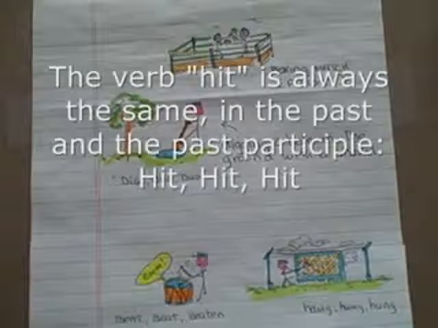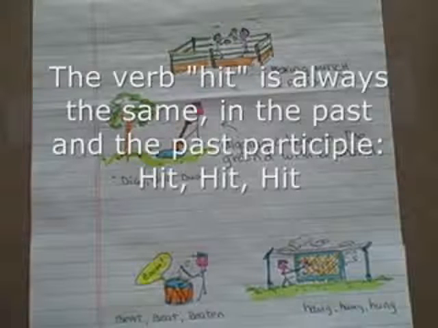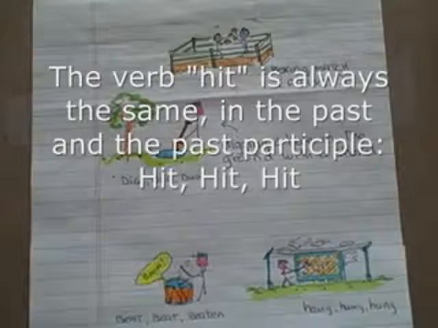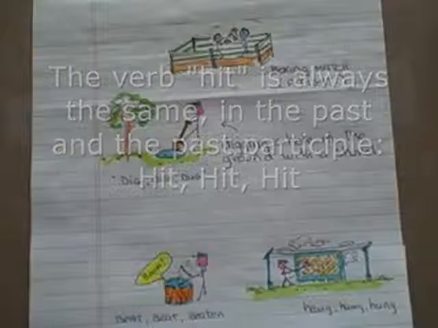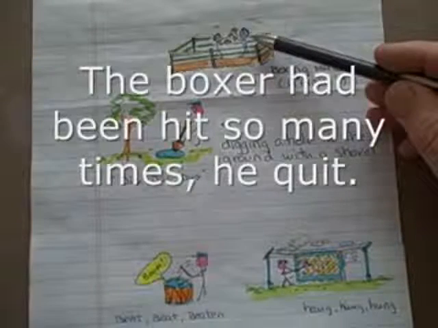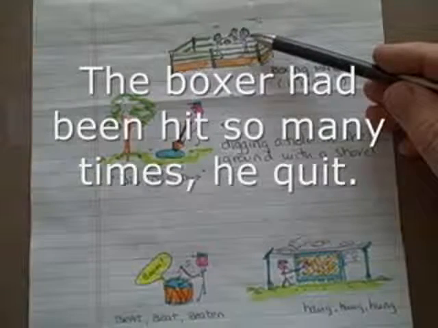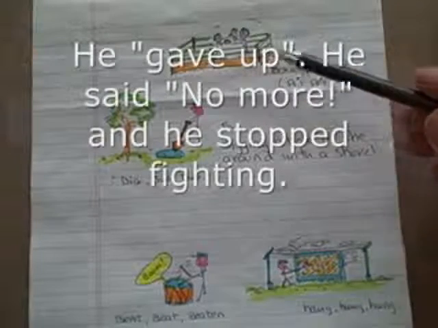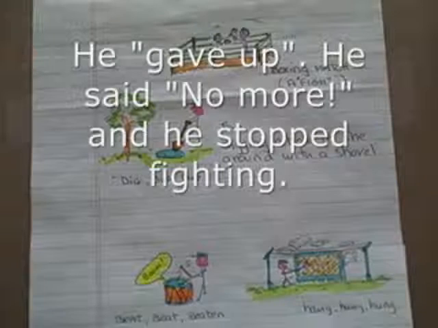The verb hit is always the same in the past participle. Hit, hit, hit. The boxer had been hit so many times he quit. He gave up. He said, no more, no more. And he stopped fighting.